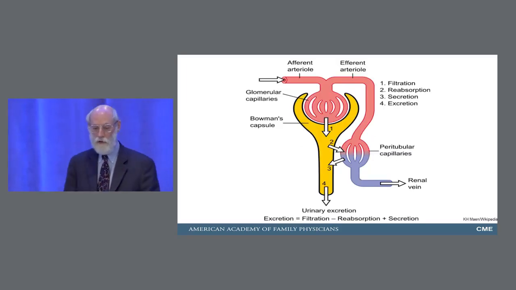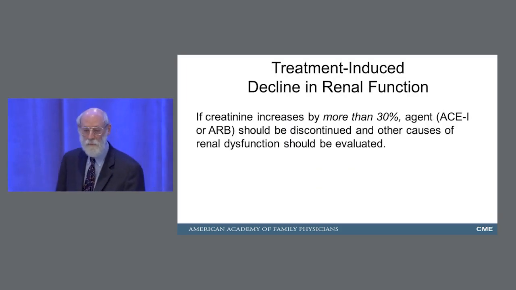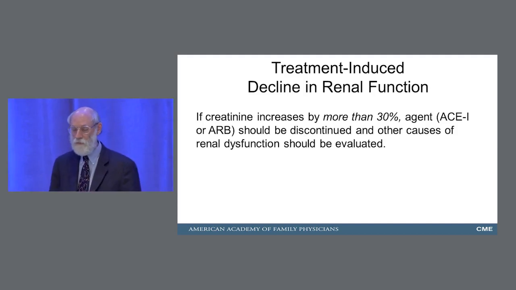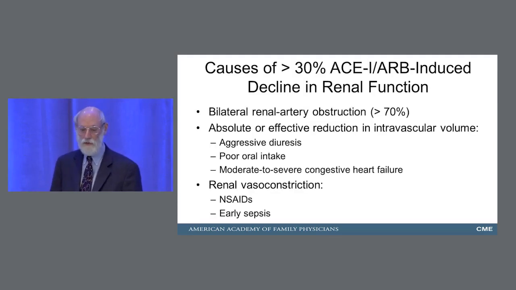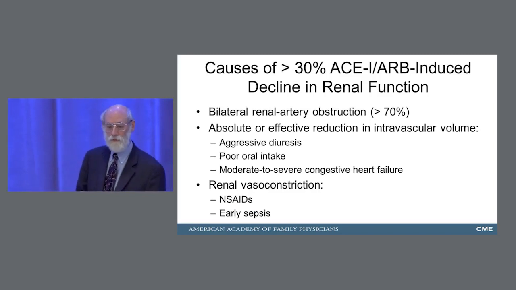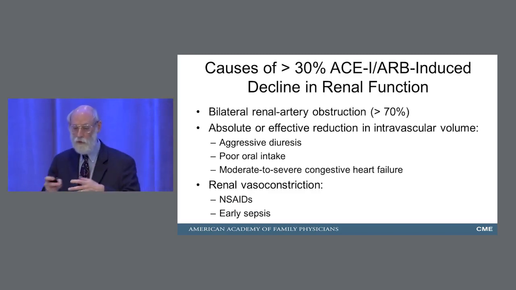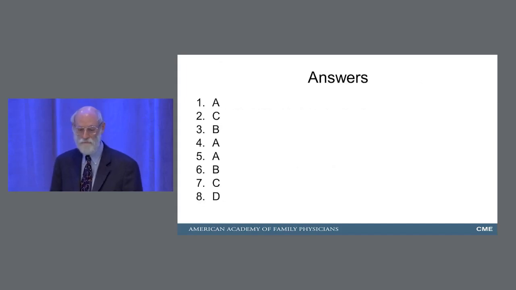Here we see the efferent arteriole. But if, in fact, that creatinine bumps up by more than 30%, then something's wrong. You probably ought to acutely stop the ACE or the ARB. Then think about bilateral renal artery obstruction, poor intravascular volume, or other forms of renal vasoconstriction.